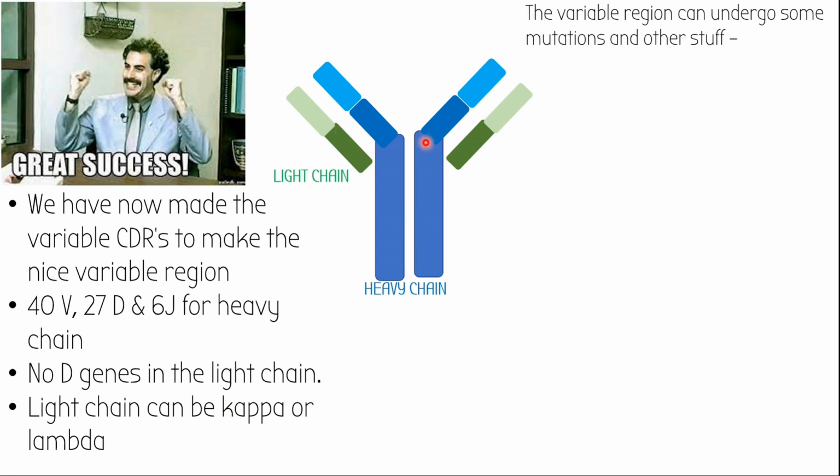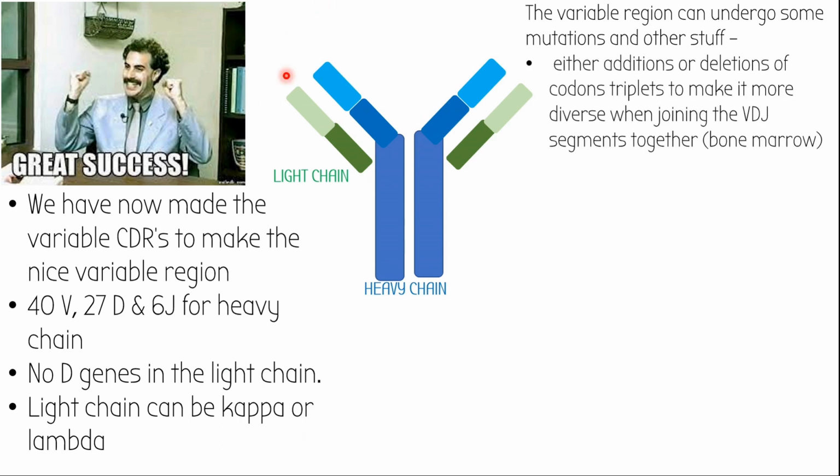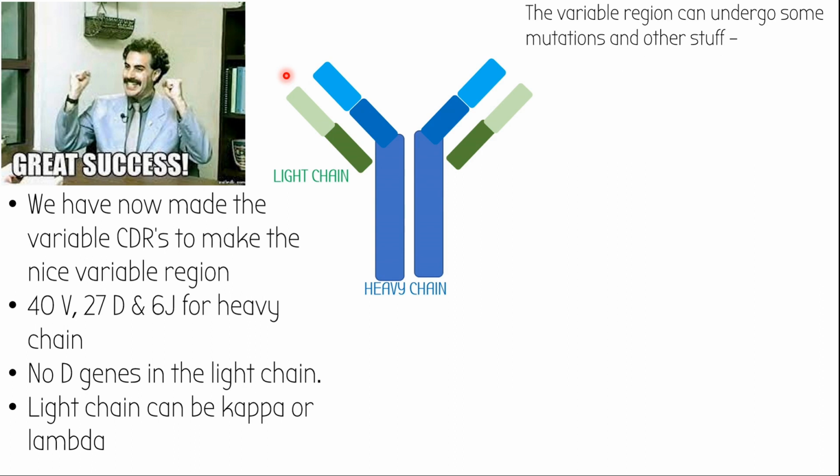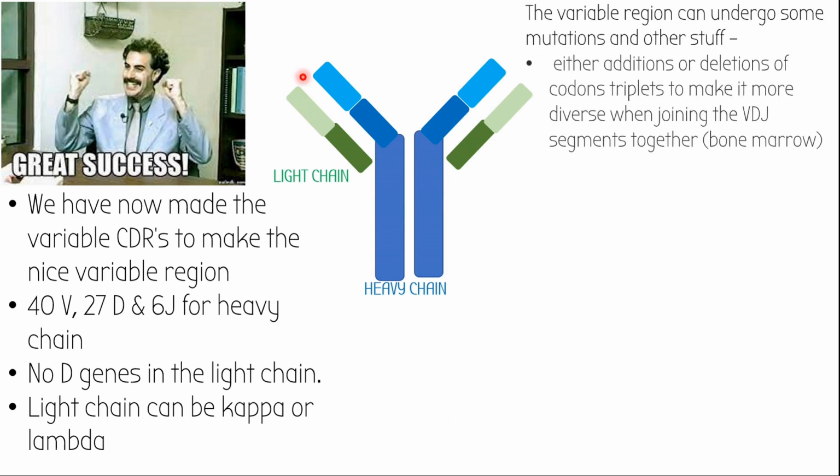Okay, the variable region can undergo some mutations. So for example, when the recombinase enzymes are adding stuff together, these variable regions can also undergo some slight modifications, either through adding or deleting bases, and that just occurs randomly and makes them more diverse, and that occurs in the bone marrow.